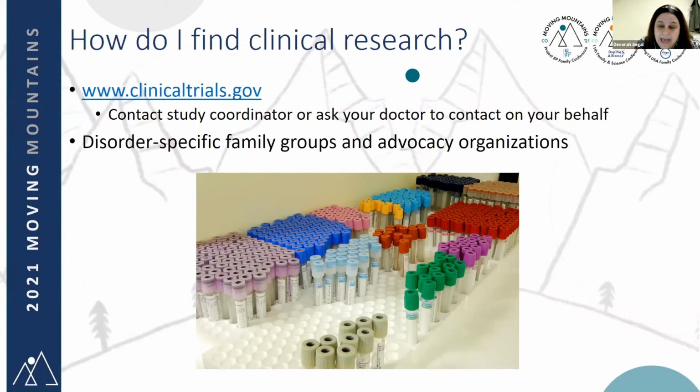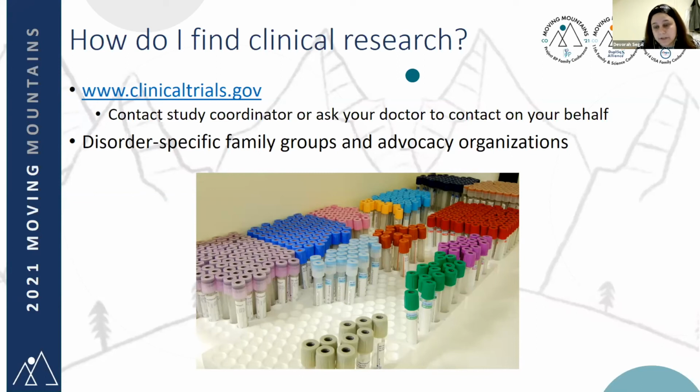Family advocacy organizations are just a major, major resource for clinical research. First of all, many researchers go to family groups in order to recruit patients. So if you're studying a rare disease, how better to find those patients than to go to the group that represents those families and say, who here is interested in participating in research?